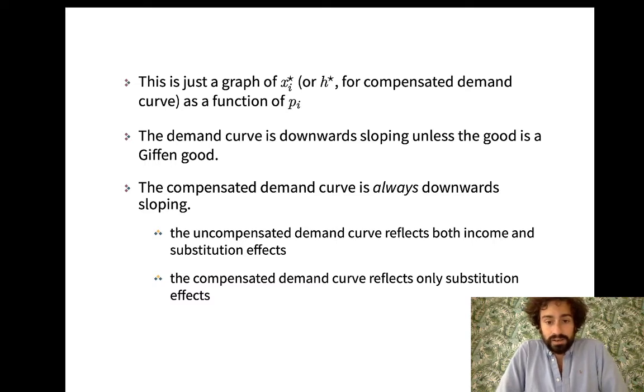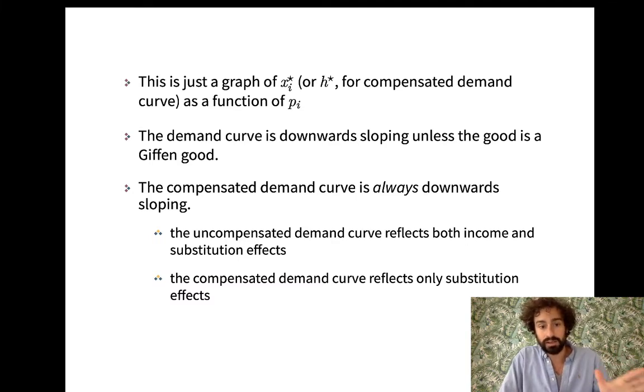The compensated demand curve, on the other hand, is always downward sloping, irrespective of what type of good it is. For every good, every situation, the compensated demand curve is downward sloping. That's because the uncompensated demand curve, the regular Walrasian demand curve, reflects both an income and a substitution effect. While the substitution effect is always negative, the income effect can be both positive and negative, and potentially so positive that it outweighs the negative component of the substitution effect, leading to an overall increase in the consumption of a good when the price has increased.